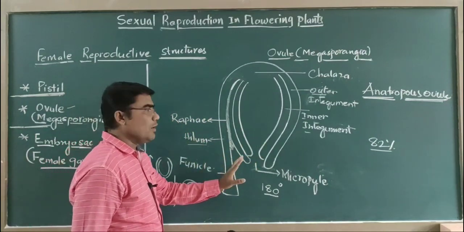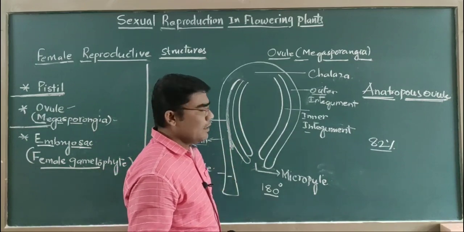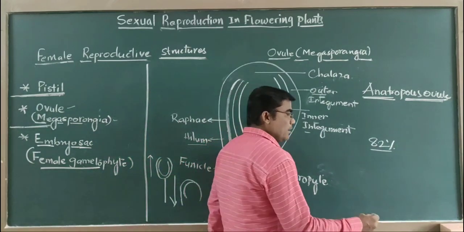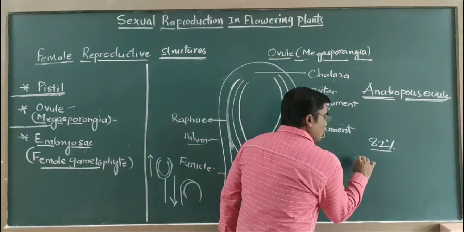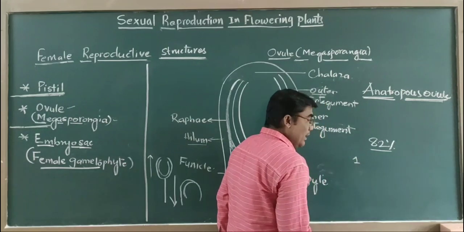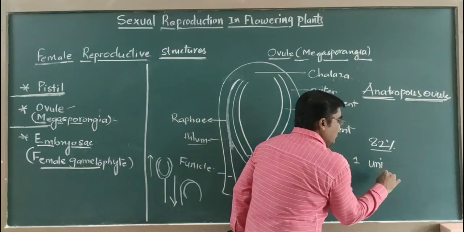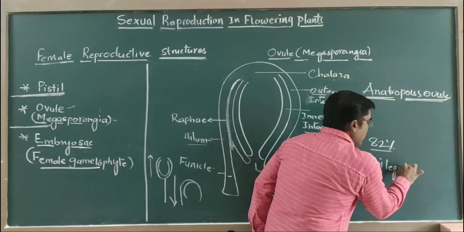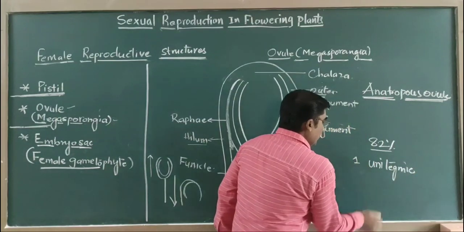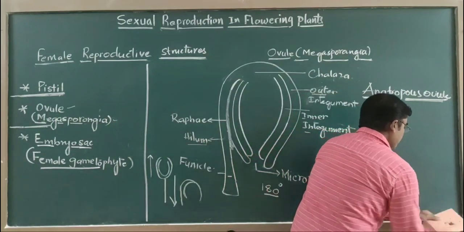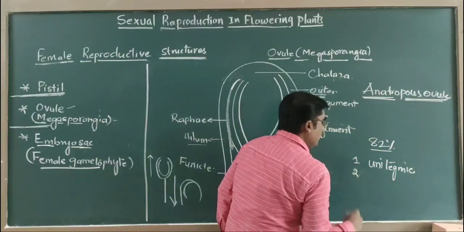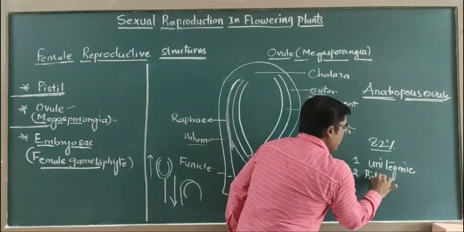Typical common ovule comprises two integuments, but in nature, in different plants, we may observe some of the ovules comprising a single integument, then it is said to be unitegmic. Maybe two integuments are present.